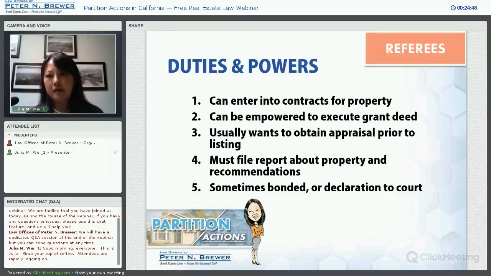So this time frame is important when the referee gets in there. They've been tasked by the court. Now there's an order appointing them, and they know they need to go in and get the property ready for sale. So there should be a flurry of activity, and the referee's fees, this is probably where they end up generating the bulk of their fees here.